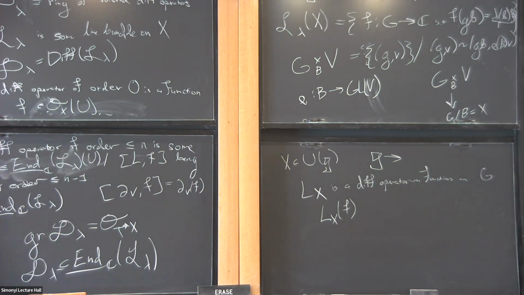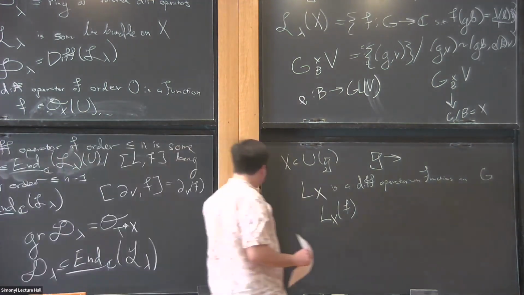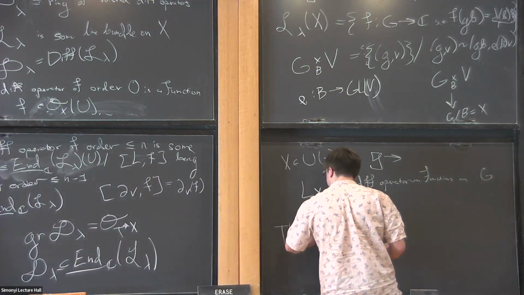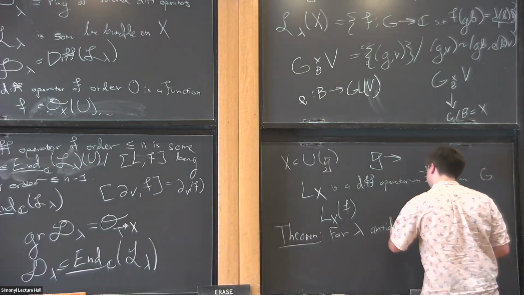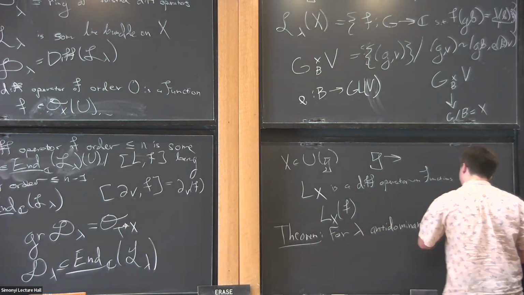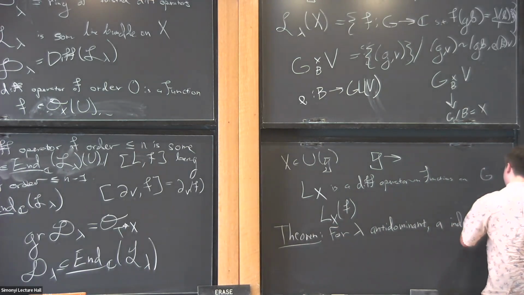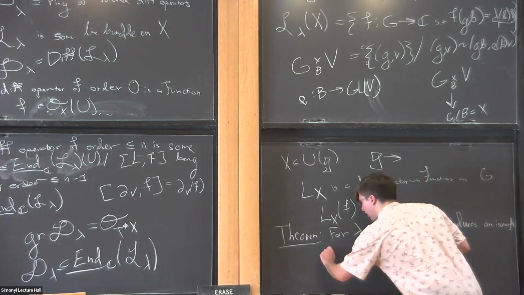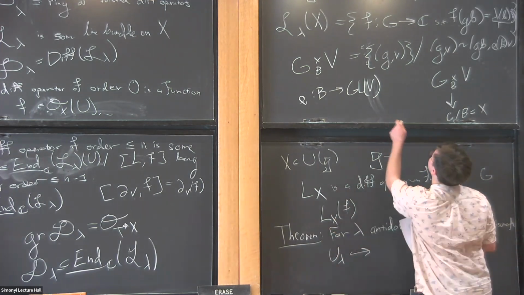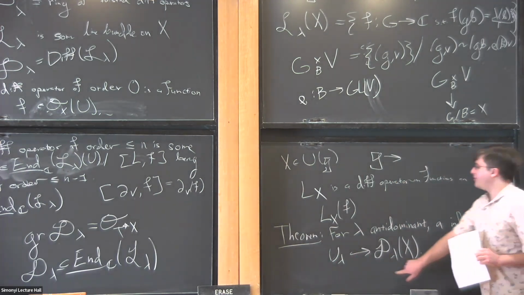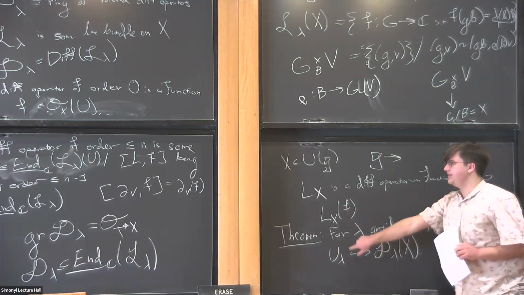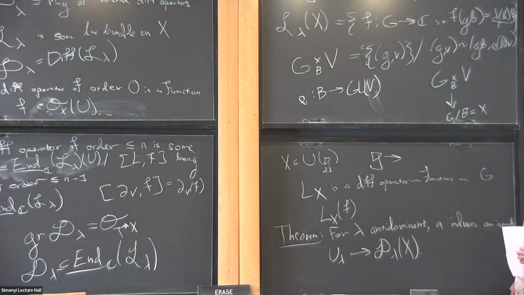Yeah, I guess the theorem is that for lambda anti-dominant, A induces an isomorphism from U lambda to D lambda X. So there are two parts to this claim. The first part is you have to show that the kernel of this map is exactly the kernel of chi lambda. And then the second part is you have to show that the map is surjective.